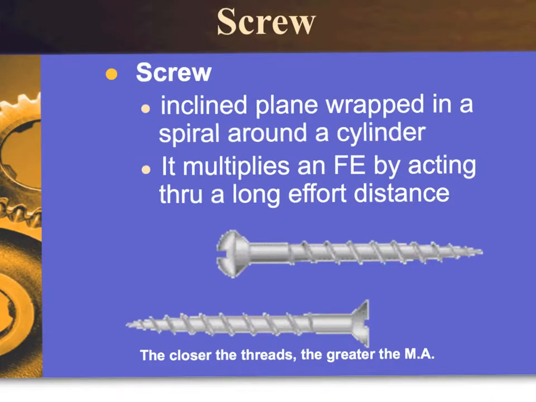The second type of simple machine is a screw. Now, a screw is an inclined plane that is wrapped in a spiral around a cylinder. It multiplies the effort force by acting through a very long effort distance. The closer the threads are, the greater the mechanical advantage the screw has.